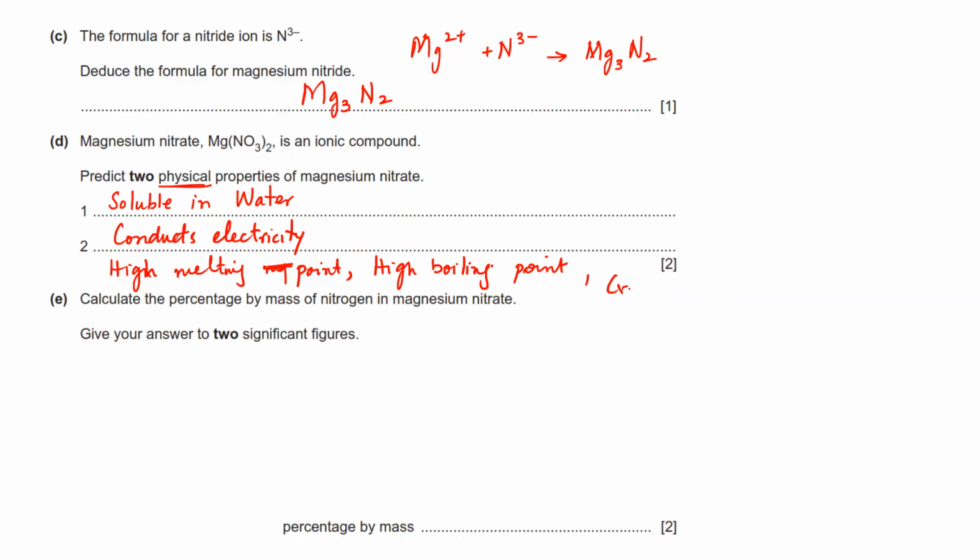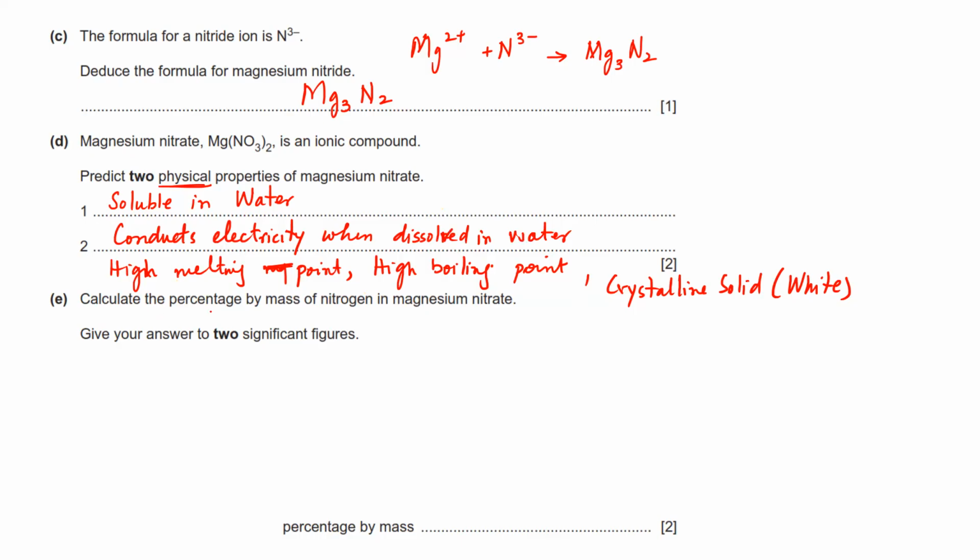Also crystalline in shape, a crystalline solid. Magnesium nitrate is also a crystalline solid, or white crystalline. It's actually white in color as well. So these are the things you can write. My choice will be the first two: number 1, soluble in water. Then number 2, conducts electricity when dissolved in water.